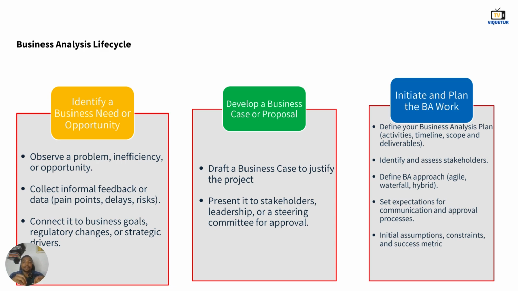So when you define your approach, then you set up the expectations for communication, governance, everything you basically do in your BA planning and monitoring, you do it here. This is also where you identify your initial assumptions. Okay, what are the things that you believe currently exist or work, that you assume that with all of these things running, my project should be fine.